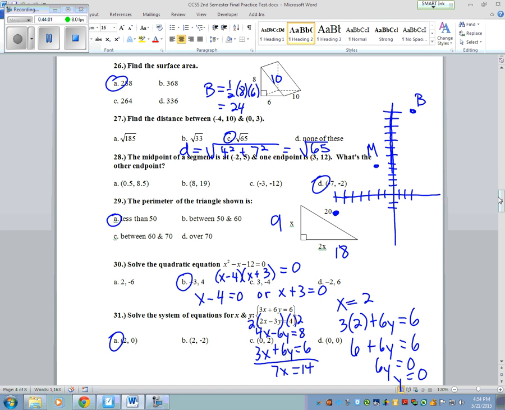That's elimination. But like I said, you could have just started plugging in numbers, like plug in 2 for x here and 0 for y. 3 times 2 is 6 plus 6 times 0 is 0 equals 6. It works in that one. Does it work in the second one? 2 times 2 is 4 minus 3 times 0 is 0 equals 4.